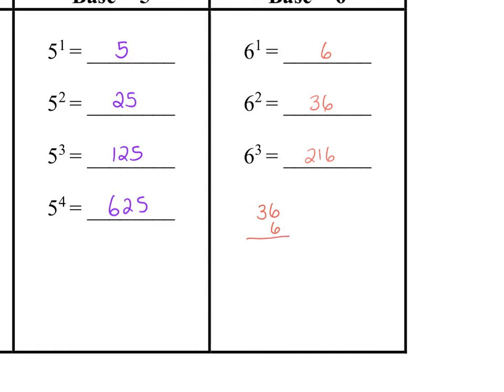it by another 6. Then 6 times 6 is 36, so you write the ones digit here, and you carry the tens digit up here. And then 6 times 3 is 18, plus this 3 that you carried is 21. And there you get 216.